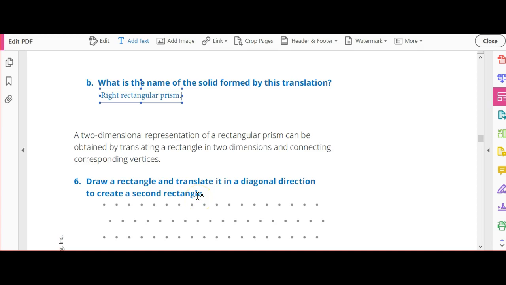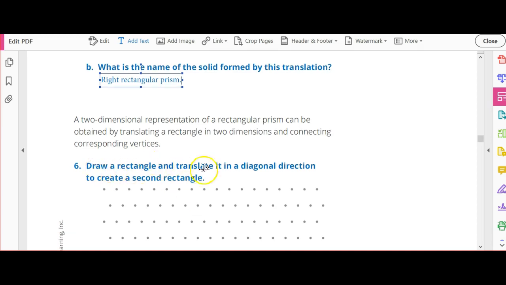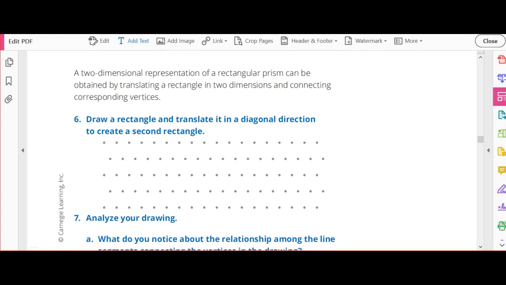All right, so now it says, draw a rectangle, translate it diagonally. All right, I'm going to do this fast, I hope. Here we go. Let me make sure I've got that. Yep, on the line tool. So I'm going to start by making a rectangle that is, I don't know, 5 dots this direction and up there. And then we'll go 5 dots that direction and down here. And I will translate it diagonally.